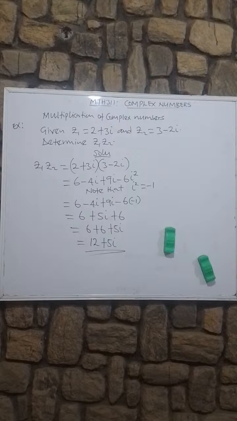How to get minus 1? Rabiu Yusuf, I know you are just coming. That is why you are asking this question. I stated it there now. Note that i squared is equal to minus 1. So you see that in the expression we have 6 minus 4i plus 9i minus 6i squared. So in place of i squared, you write minus 1. Look at it very well.